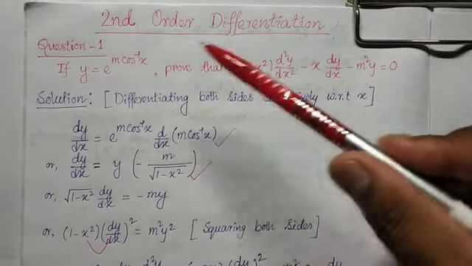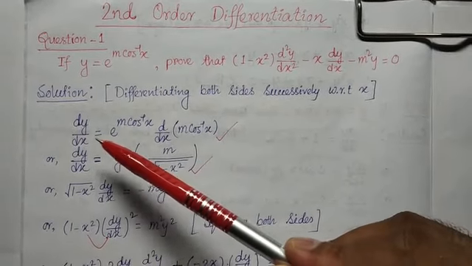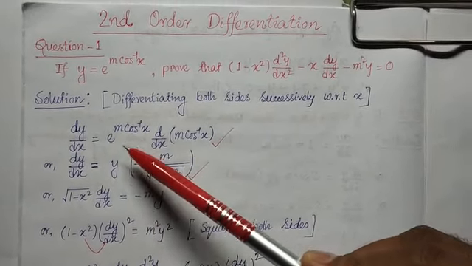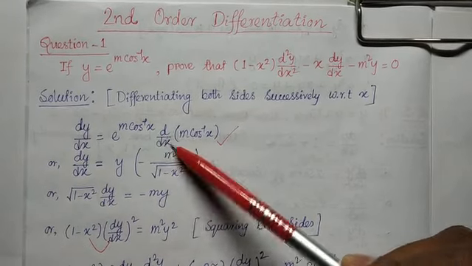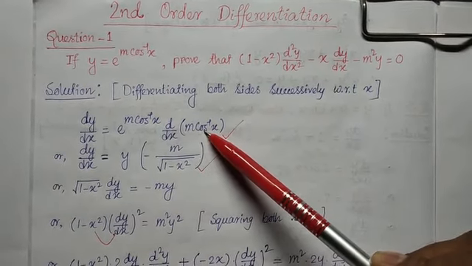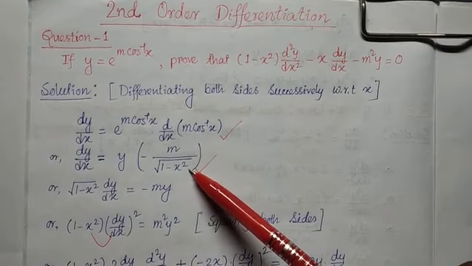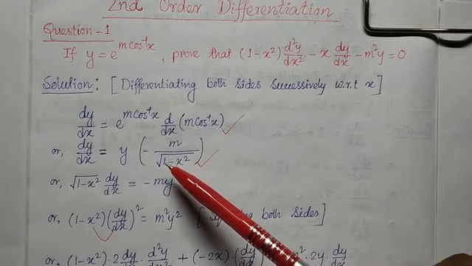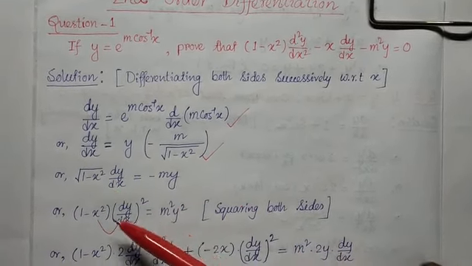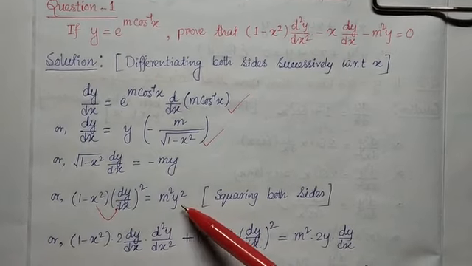So first you have to differentiate both sides, so that is the first step. dy/dx equal to e to the power m cos inverse x into d/dx of this function, because here you have to apply chain rule. Now after differentiation this has come. Next, the denominator you have to write on left hand side and square both sides. Got it? This is the step.